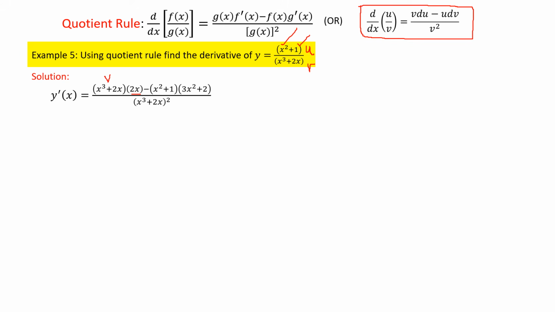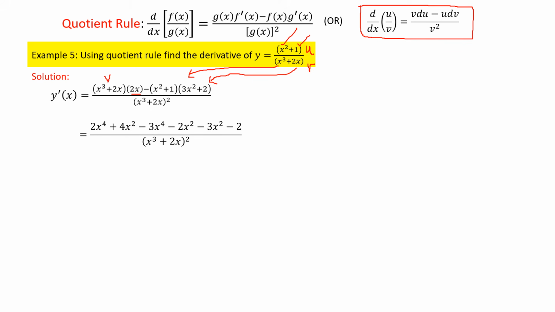Then minus, I have to keep u. So x power 2 plus 1, I'm keeping in the first bracket. Then the derivative of v. So derivative of x power 3 will give you 3x power 2. Derivative of 2x will give you 2. And after that, we have to multiply.